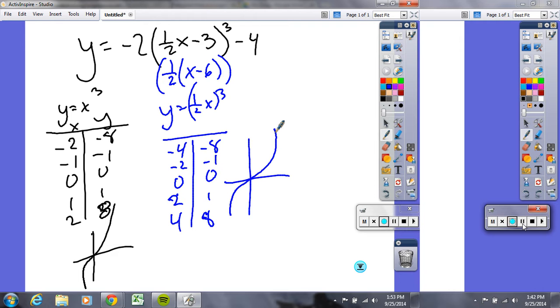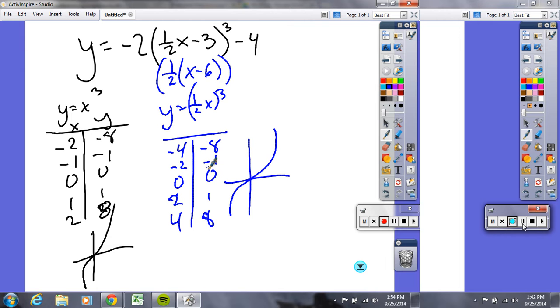So remember, why do we move to the left 3 if we had that? Because that's the value that makes it 0. 3 would make that 0, right? Does that make sense what I'm saying? So notice, why do we move this to the right 6? Because how do I get back to 0? 6 minus 6 gets you back to 0, doesn't it?